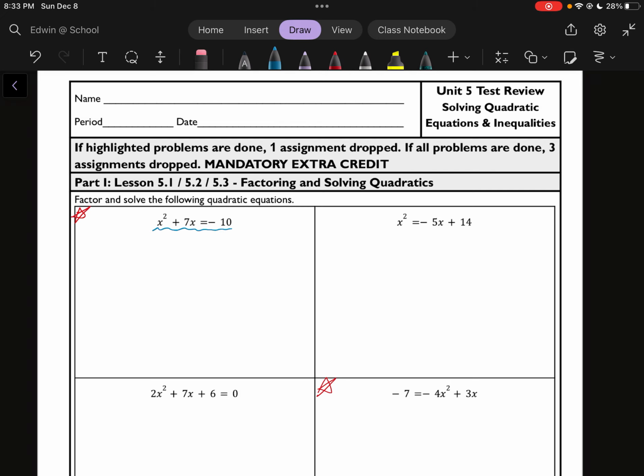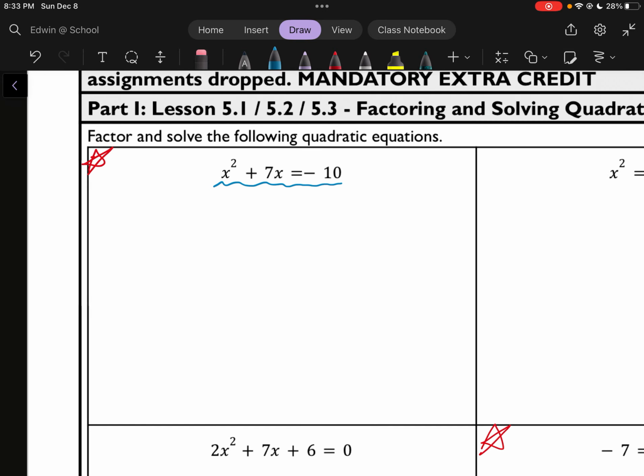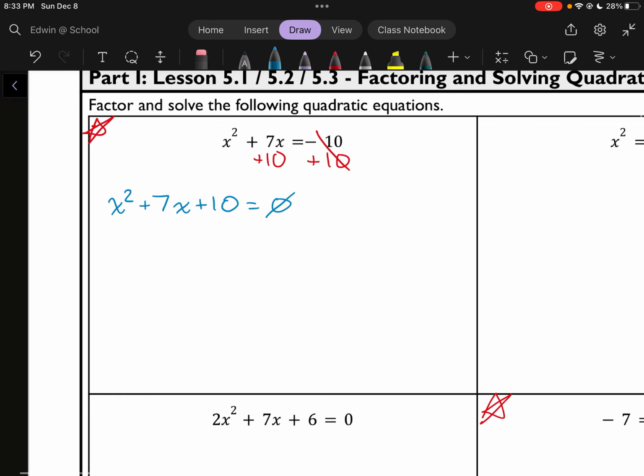So here's the function. But the thing with this function is that it's not in standard form. So the way that we get this function in standard form is by having all the terms on one side, which means we got to add that 10 to both sides. If we add that 10, then this 10 cancels out, giving us x squared plus 7x plus 10 equals 0. And now that it's in this form, we could draw our box pretty easily.